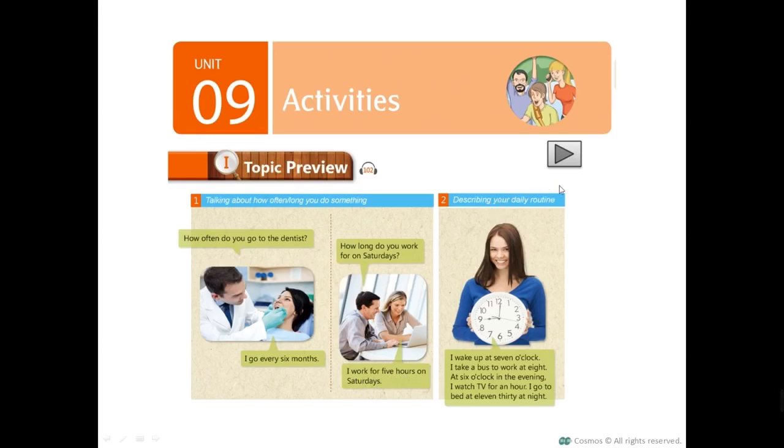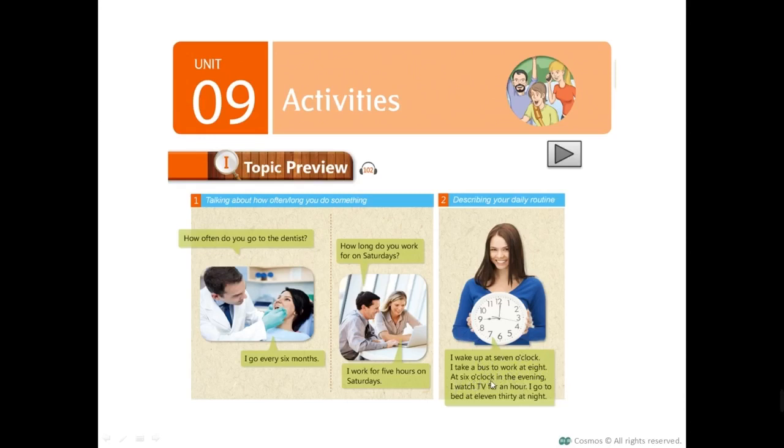Okay. Daily routine. I wake up at 7 o'clock. 7시에 일어나요. I take a bus to work at 8. 아침 8시에 버스 타요. 아침에 8시에 일하러 가요.